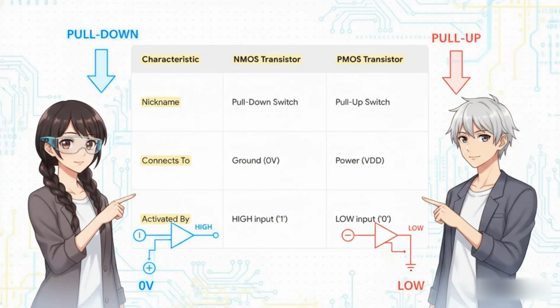So to do this, we have two main flavors of these switches, and they're perfect opposites. First, you've got the NMOS transistor. Think of this as your pull-down switch. Give it a high signal, a 1, and bam! It connects the output wire straight down to the floor, to ground. Then you have its counterpart, the PMOS transistor, which is the pull-up switch. It does the exact opposite. You give it a low signal, a 0, and it connects the output up to the ceiling, to the power supply.